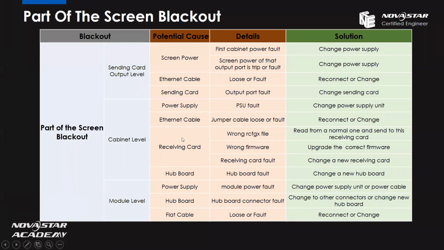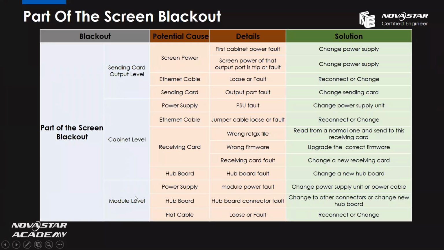And for the receiving card part, we need to check the RCFGX file and the firmware file. If there is something wrong, we need to read from a normal receiving card and send to this receiving card. And we need to upgrade the correct firmware. And maybe in some special cases, there is something wrong with the receiving card itself, so we have to change to a new receiving card. And the hub board is the same as the receiving card. If there is something wrong, we need to change to a new hub board.